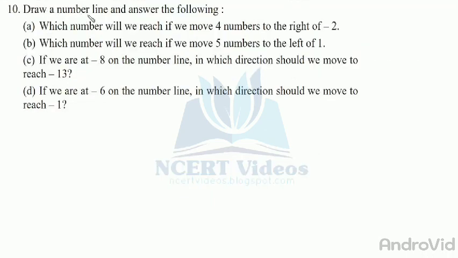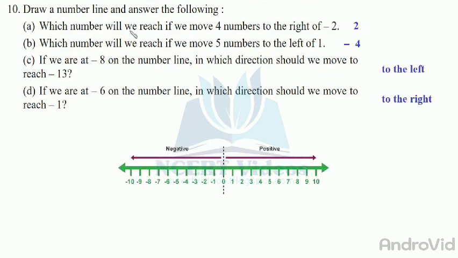10th, draw a number line and answer the following. A part, which number will we reach if we move 4 numbers to the right of minus 2? So here is your minus 2 and we have to reach 4 numbers towards its right. 1, 2, 3, 4. So we have reached 2. Therefore, we will write 2. Now B part, which number will you reach if you move 5 numbers to the left of 1? So here initial position is 1. We have to move 5 points left of it. 1, 2, 3, 4, 5. Clearly visible, it is minus 4. Therefore, we will write minus 4.